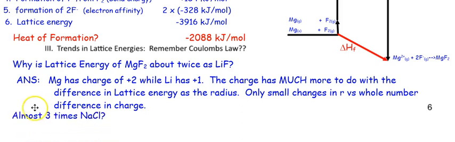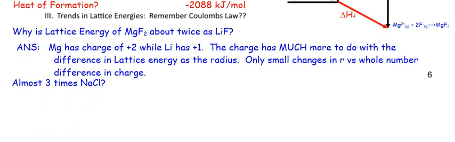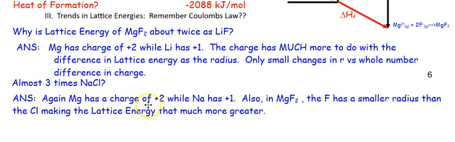So why is that about 3 times as much as sodium chloride? Go back and look at what we said sodium chloride is. Well, not only do we have a 2+ here, but also fluorine is what? Smaller. So between the two of them, magnesium has a charge of 2+ and sodium a 1+. But also the fluorine has a smaller radius compared to chloride, making the lattice energy that much greater. So here I didn't even look at the fluorines because they're both the same size, but not only do I have a difference in charge between lithium and magnesium, I also have a difference in size between the fluorine and the chlorine.